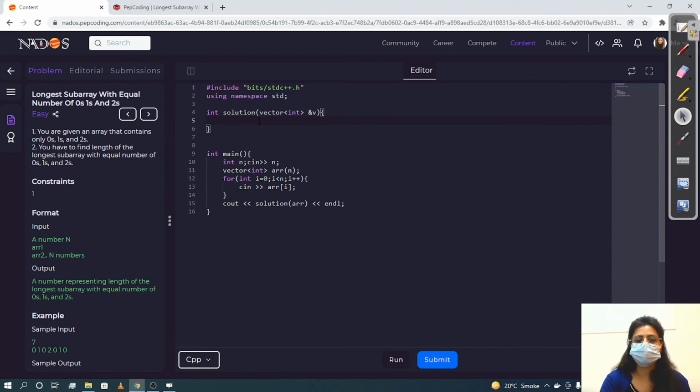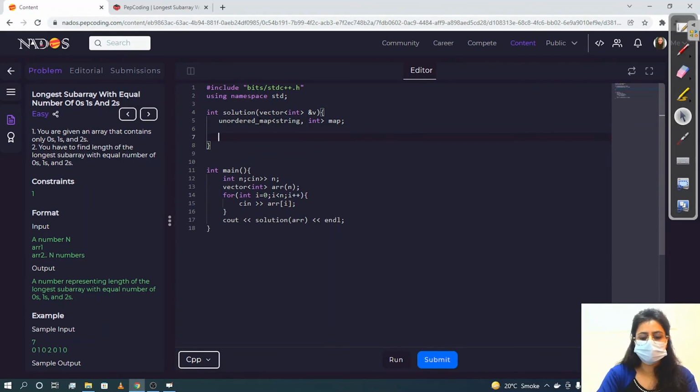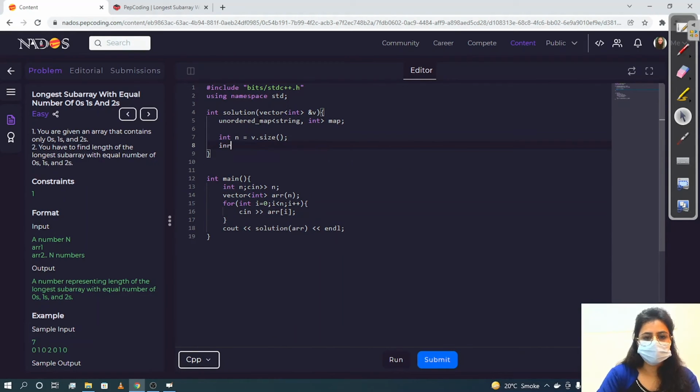Okay, so we are given a vector v. What we do? We first make an unordered map of string versus integer and give it a name as map. Next, we'll take the variable n as v dot size and we'll make the variable answer, initialized to 0, count of 0 initialized to 0, count of 1 initialized to 0, count of 2 initialized to 0, right?